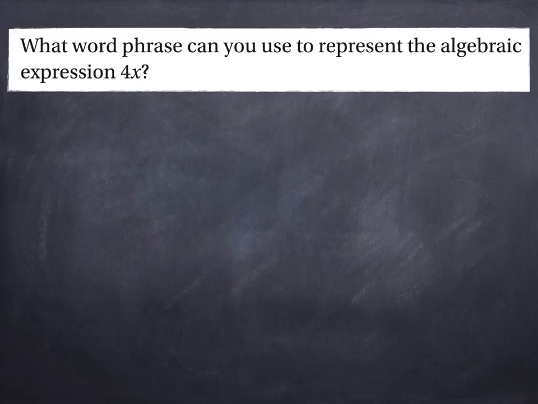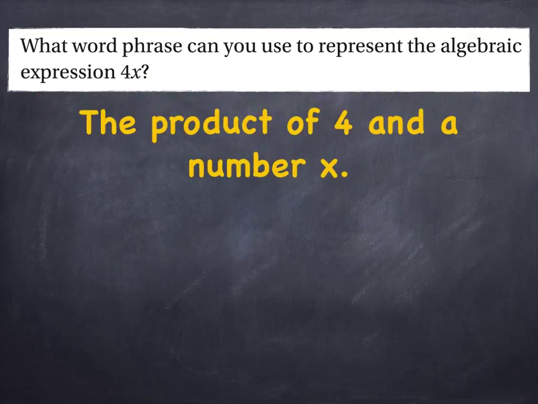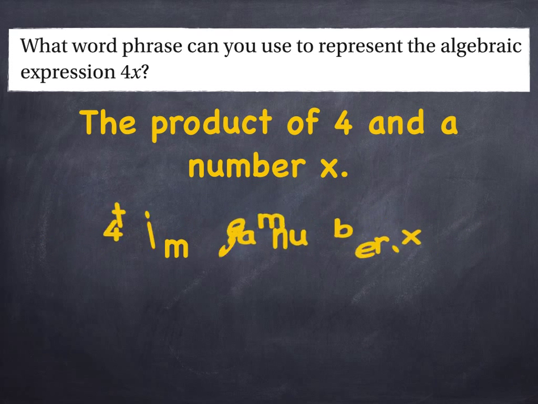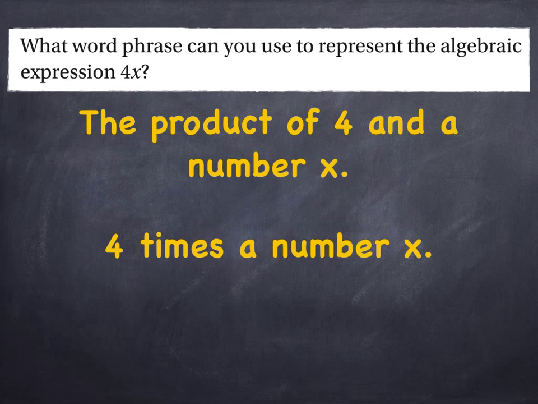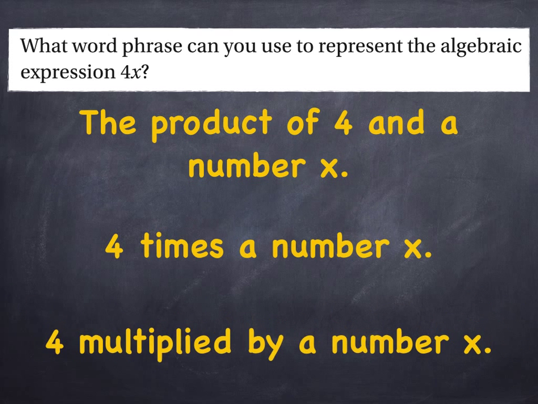The next example says, what word phrase can you use to represent the algebraic expression 4x? Pretty simple, 4 times x, right? So a couple of ways that you could do that. You could say the product, which means to multiply, of 4 and a number x. You could also say 4 times a number x, and you could also say 4 multiplied by a number x. You don't have to do all of those in your assignment, but just know that there are multiple ways to write the same expression using words.